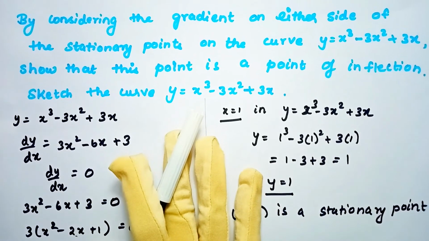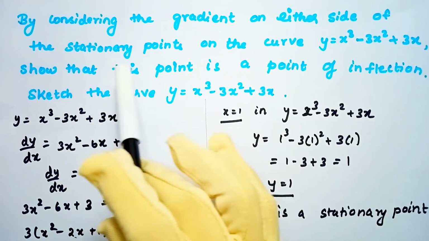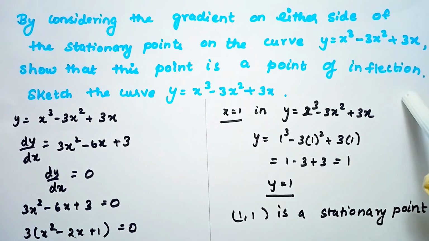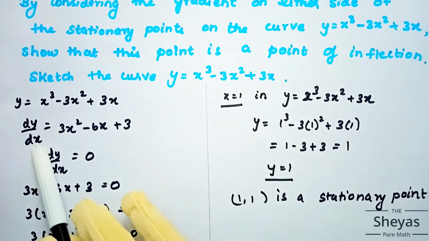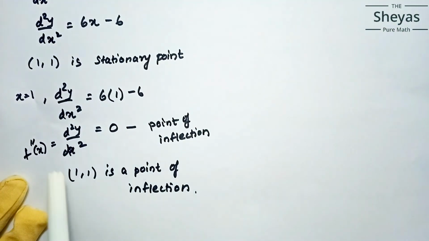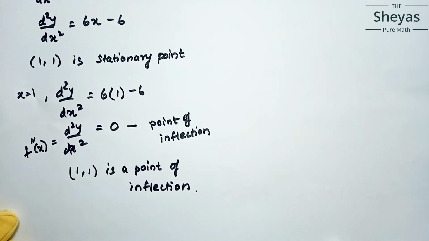The same problem, once again I repeat. What is the question? By considering the gradient on either side of the stationary points on the curve, we have to prove that that point is a point of inflection. We have sketched the graph also. What we have done is we have considered the gradient and found the stationary points, and we have proved that this point is a point of inflection by finding f double dash of x equal to 0. We have concluded that this 1, 1 is a point of inflection, and then we have sketched the graph. Now let us discuss the next problem.